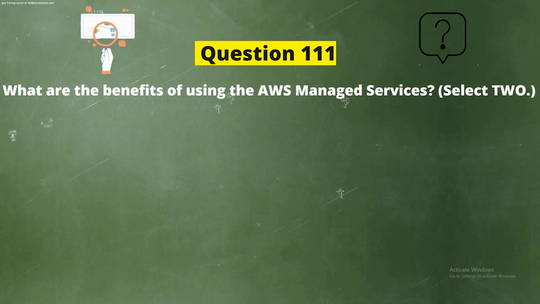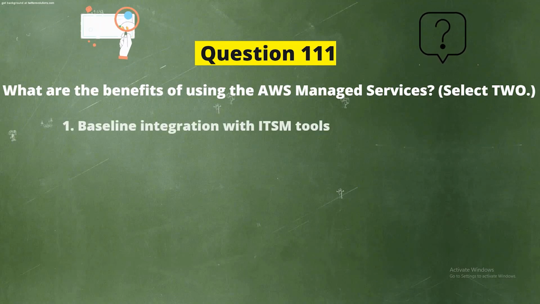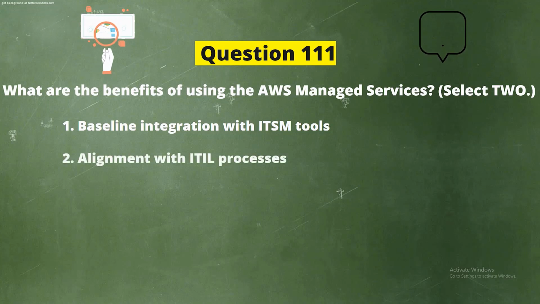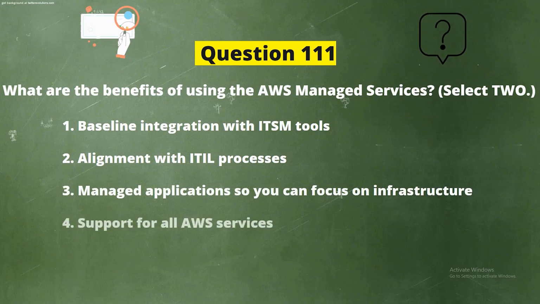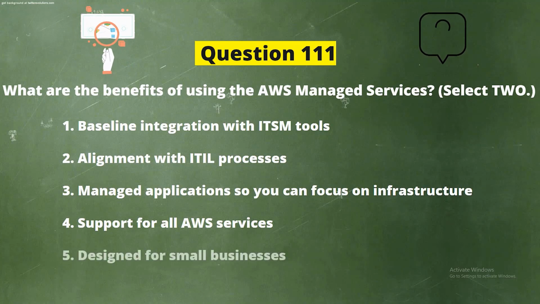Next question. What are the benefits of using the AWS Managed Services? Select 2. And the options are: Option 1. Baseline integration with ITSM tools. Option 2. Alignment with ITIL processes. Option 3. Managed applications so you can focus on infrastructure. Option 4. Support for all AWS services. Option 5. Designed for small businesses.